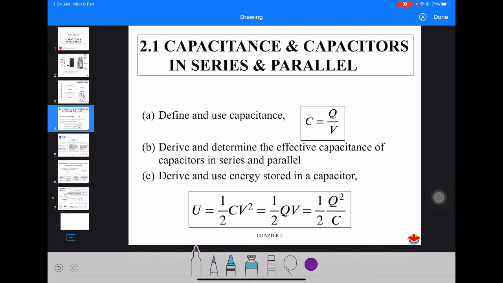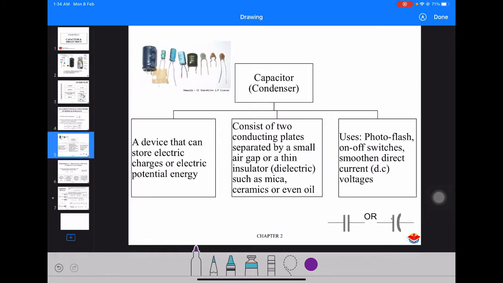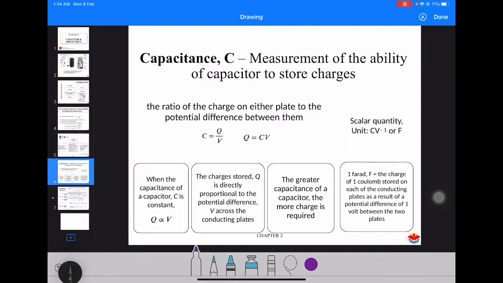Okay, for the first subtopic you have to be able to define capacitance. This is the main general formula, and then derive and determine. So you need to be able to derive and use the energy stored in a capacitor, U. A capacitor is basically a device that can store electric charges or electric potential energy. It consists of two conducting plates separated by a small air gap or a thin insulator. That one is what we call a dielectric material.